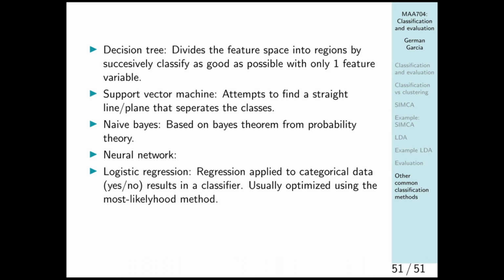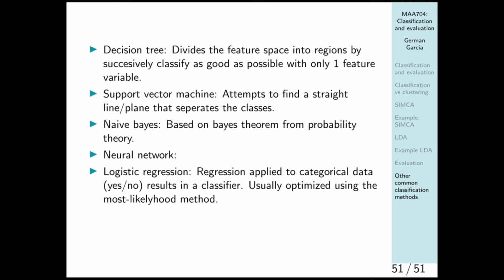Now, there are other classification methods. These ones were probably the most interesting for our course, but there are several other methods that are definitely worth mentioning. First one is the decision tree, in which we divide the feature space into regions and successively classify them, going through one feature at a time. So we divide the feature space into branches and we walk through one of them mostly. Next one is a support vector machine, in which we attempt to find a straight line or plane that separates the classes. That's kind of a generalization of linear discriminant analysis, right?